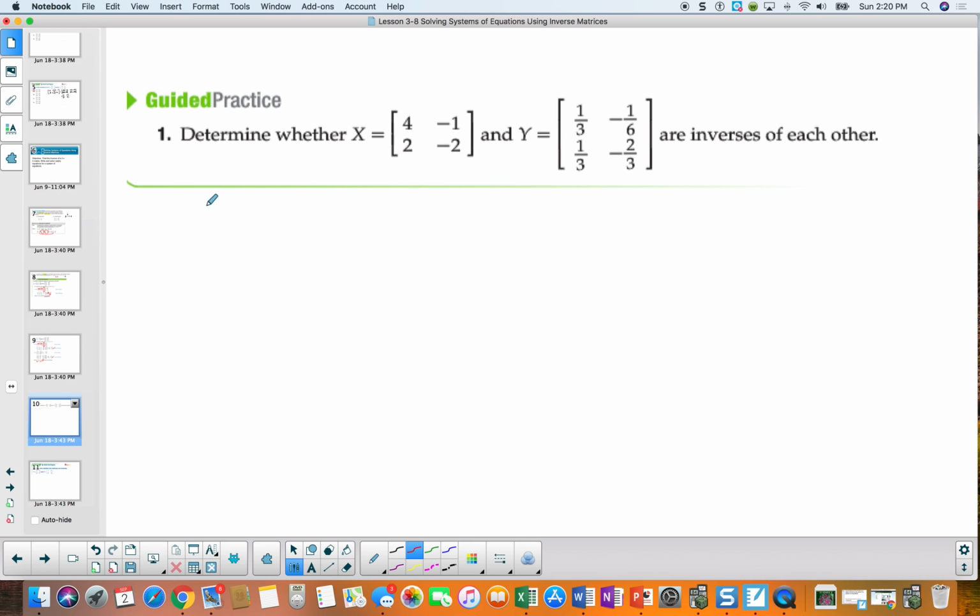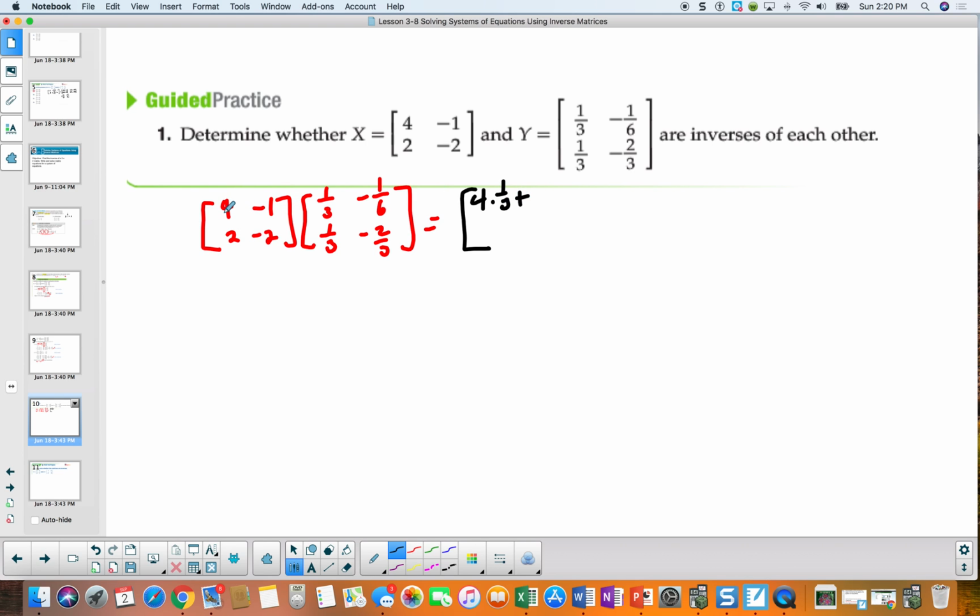Okay, let's determine whether these are inverses of each other. So what I'm going to do is multiply them. First I'm going to multiply x times y. So this is 4, -1, 2, -2. I'm going to multiply it to 1/3, 1/3, -1/6, -2/3. Okay, so I'm going to get this column, 4 times 1/3 plus -1 times 1/3. Now I'm going to multiply this row times this column, and I'm going to get -4, 6. I'm going to multiply this, and that's plus 2/3. And then I'm going to multiply this with this column, so that's going to be 2/3 plus -2/3.